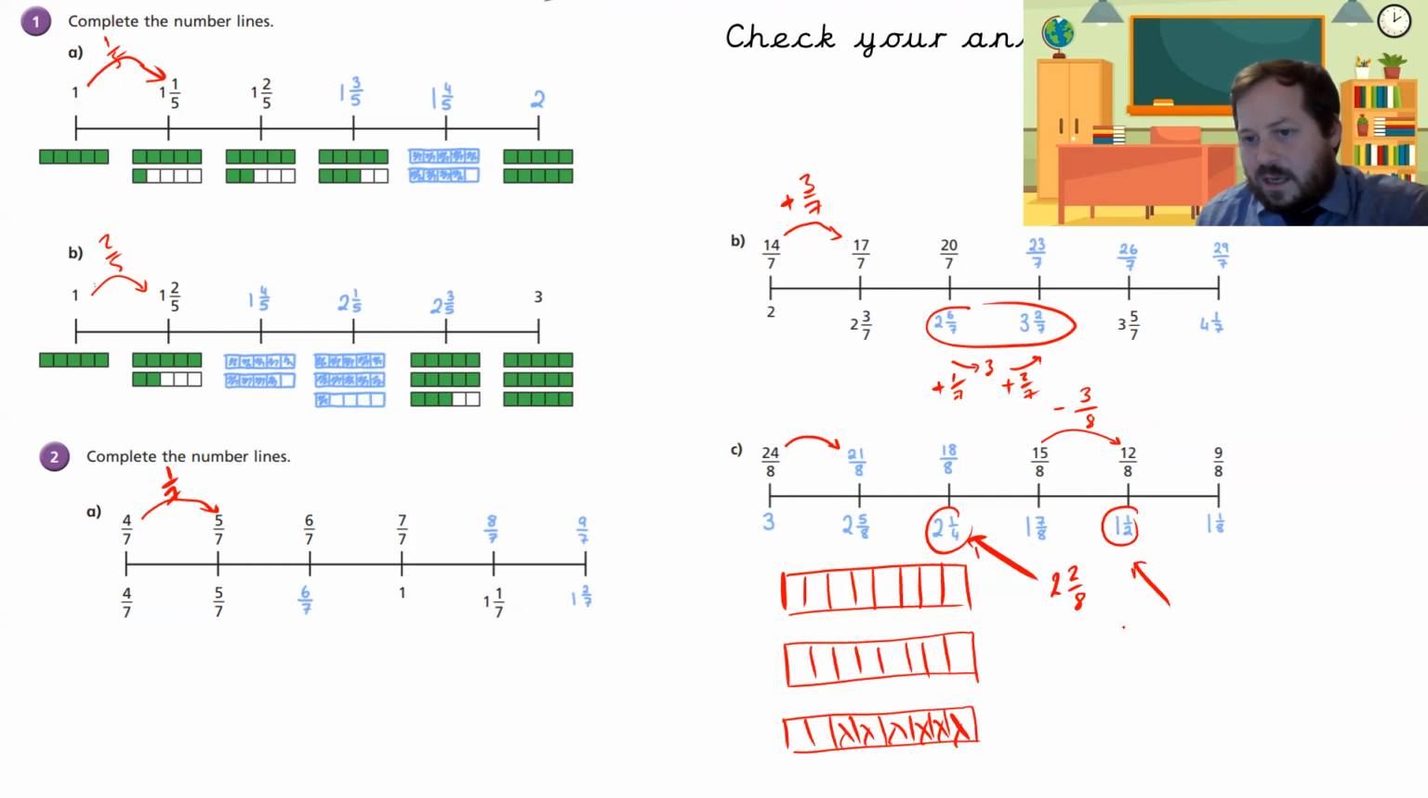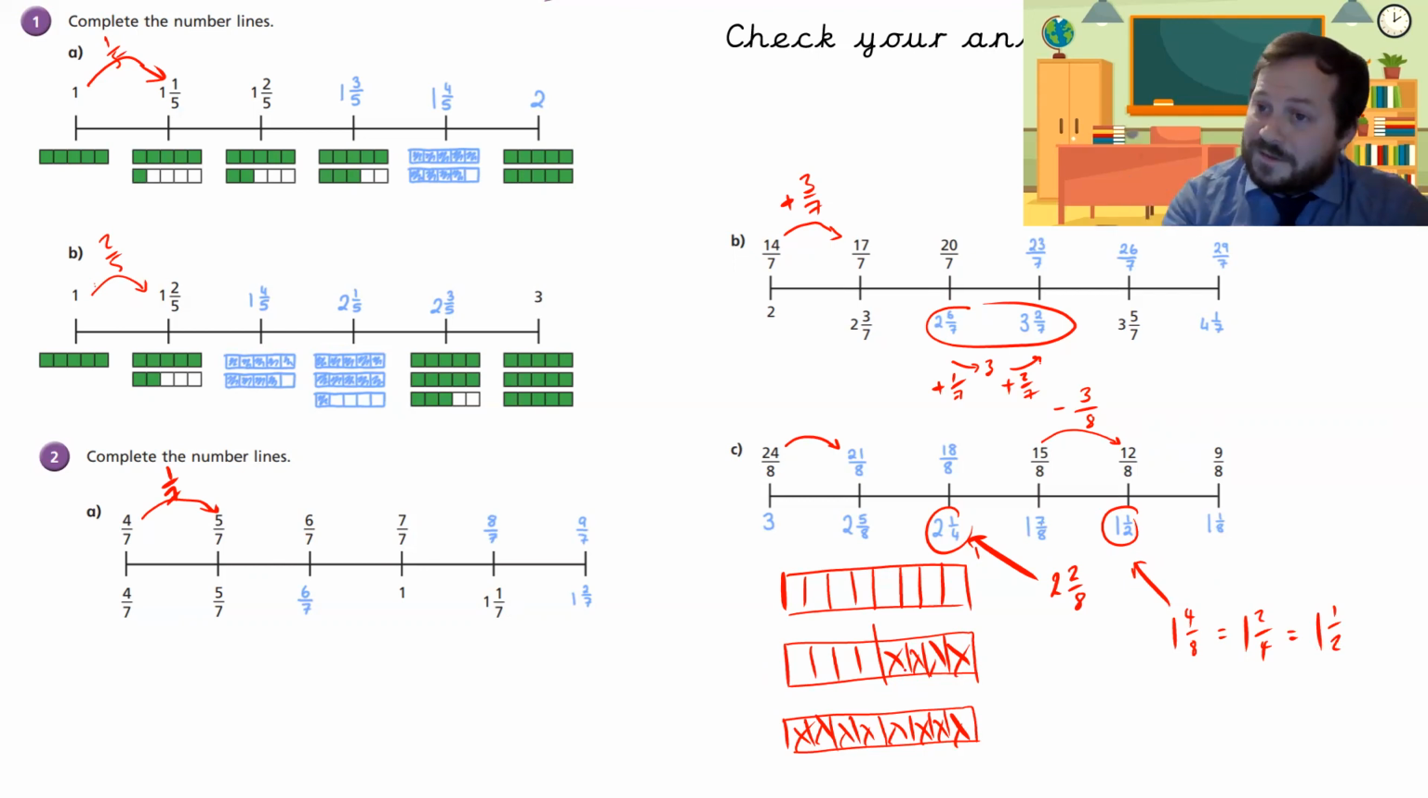And in this case here, if we take away another 3, 1, 2, 3 gets us 1 and 7/8. 1, 2, 3. That's 1 whole and a half, because you can see that that would be the same as a half. 4 on this side, 4 on that side. So it's 1 and a half, or 1 and 4/8, or 1 and 2/4. All of these are the same because of our equivalent fractions, which we were thinking about last week.